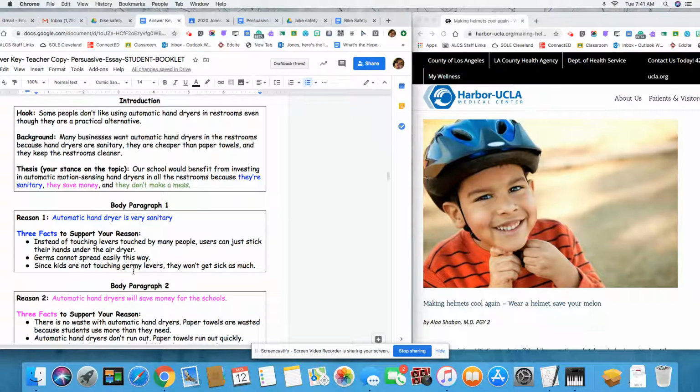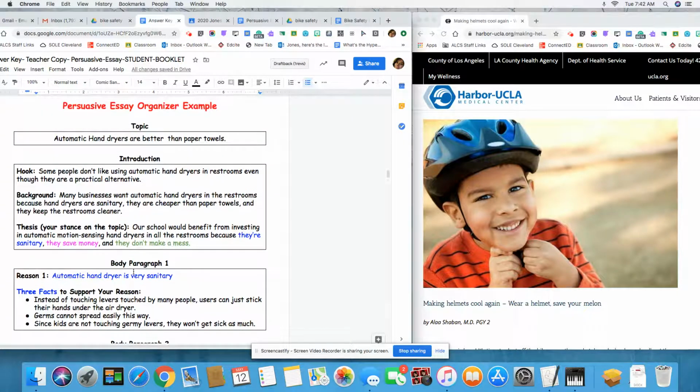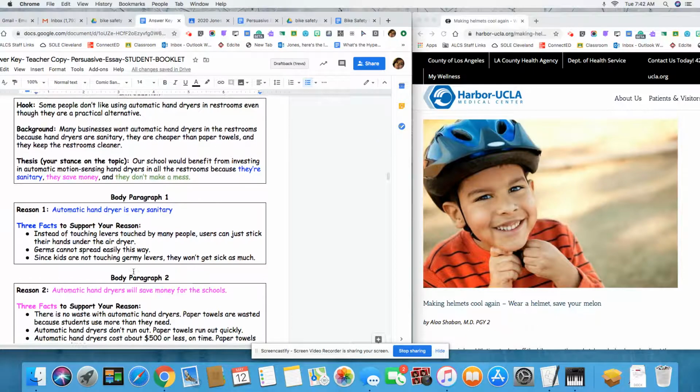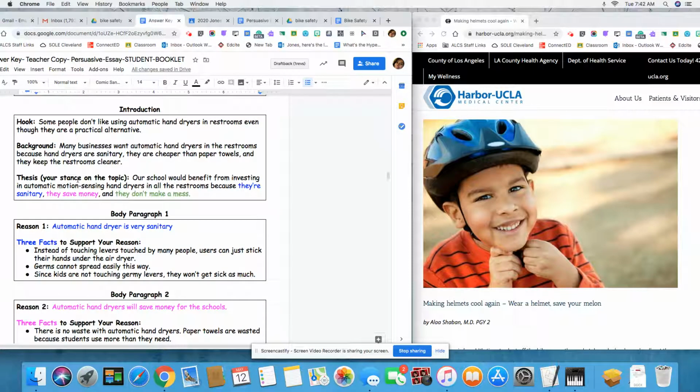Okay. So let's go back to, now we're still in the student test booklet. This is the graphic organizer example, okay? So looking at the graphic organizer example. So remember, our example was about using automatic hand dryers as opposed to using paper towels. So when we look at the thesis for this, it says, our school would benefit from investing in automatic motion sensing hand dryers in all the restrooms because they're sanitary, they save money, and they don't make a mess.